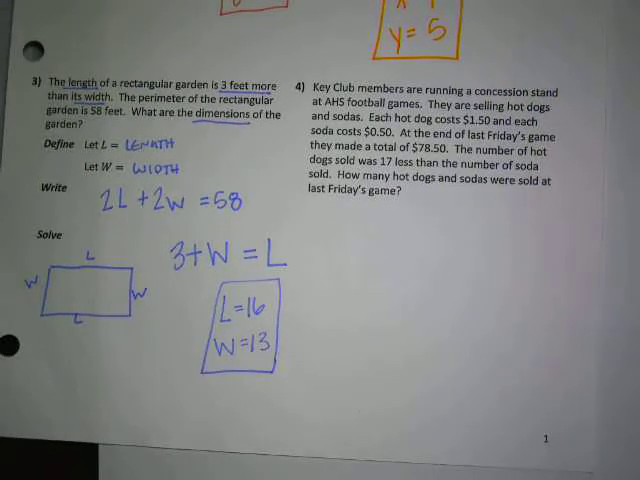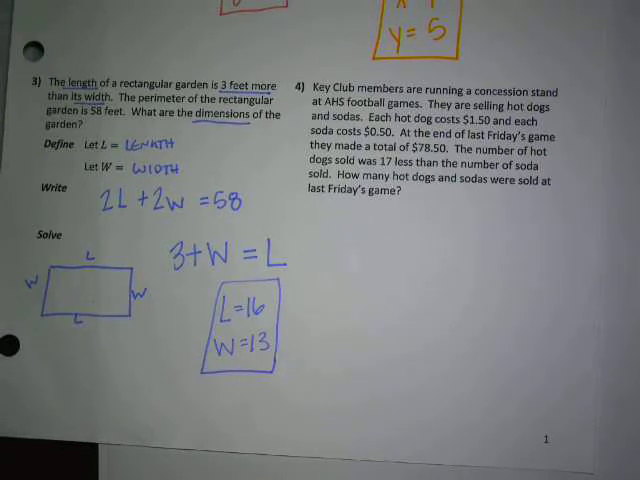Key Club members are running a concession stand at AHS football games. They are selling hot dogs and sodas. Each hot dog costs $1.50 and each soda costs 50 cents. At the end of last Friday's game, they made a total of $78.50. The number of hot dogs sold was 17 less than the number of sodas sold. How many hot dogs and sodas were sold at last Friday's game?